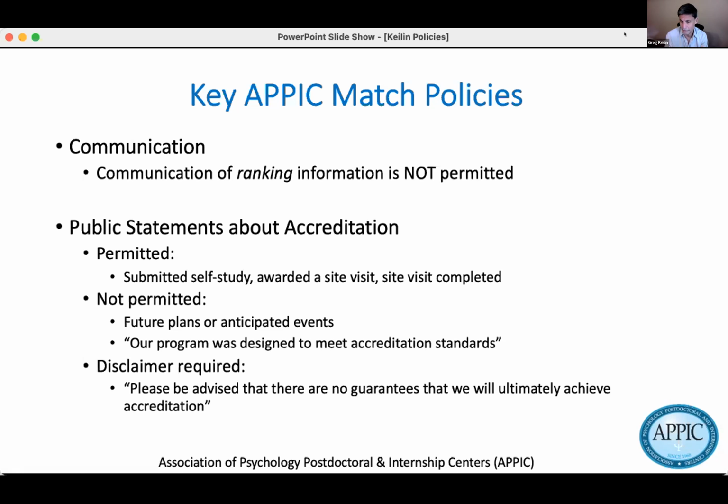Other than ranking information, it is perfectly fine for a student to contact a site at any time, for a site to contact a student, for students to ask questions. It's also okay for students to be enthusiastic. They can say things like, "I think this rotation is fantastic," or "I think I'd be really happy as an intern." It's not about rankings. So you can be genuine and enthusiastic and excited without sharing ranking information. That's something that's important for you to make sure that your students understand.